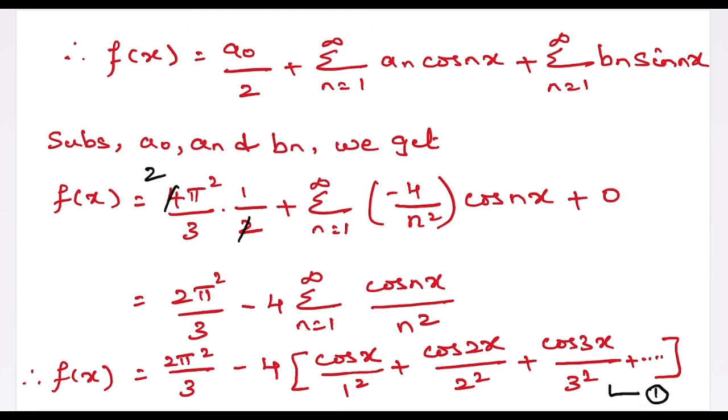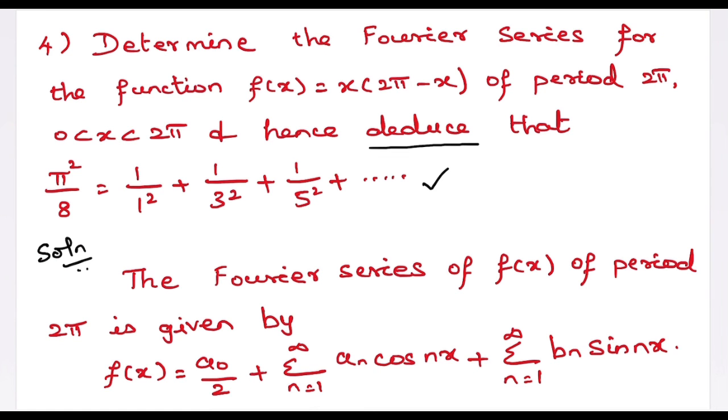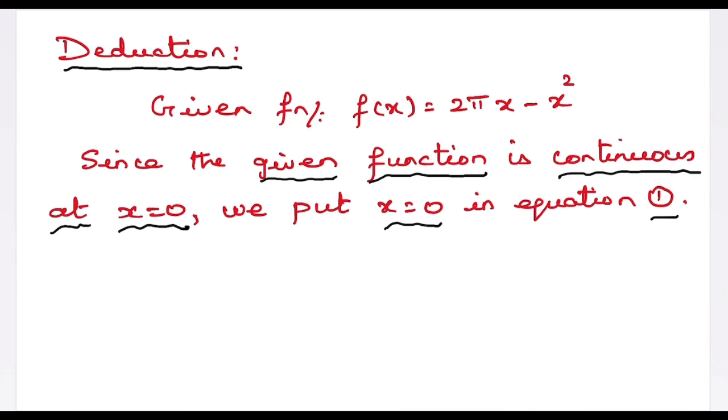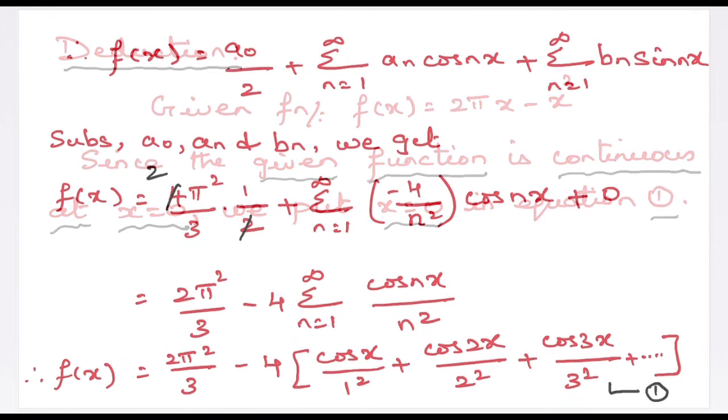Here, our Fourier series is in cosine function. We assume 0 or pi to deduce the series. Here in this problem, we assume both 0 and pi to deduce the given series. So at first, we put x is equal to 0 in equation number 1.